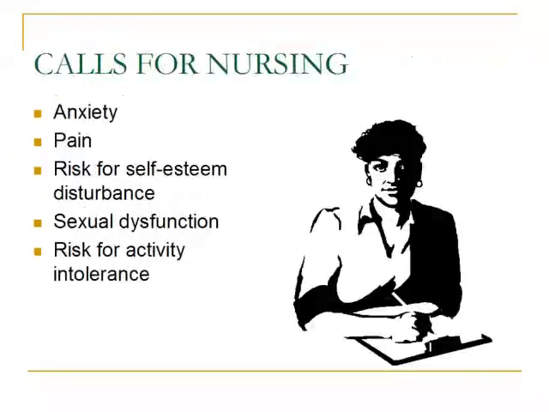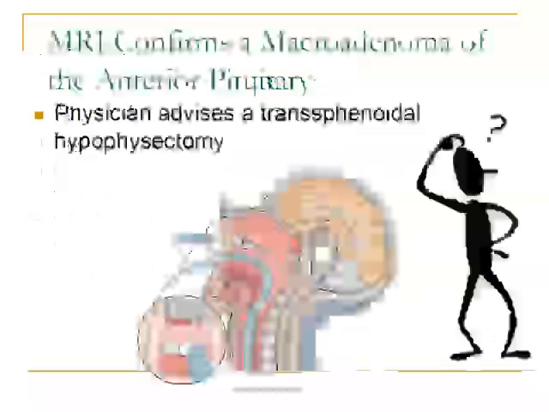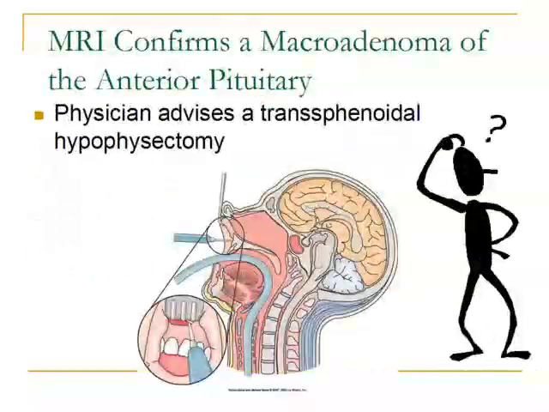Some good nursing diagnoses for these clients include anxiety, pain, risk for self-esteem disturbance, sexual dysfunction, and risk for activity intolerance related to what's going on with the hormone levels within their body. In our patient scenario, the patient had an MRI. It did come back and confirm that the patient did have a macroadenoma of the anterior pituitary gland. So the physician advised that the patient see a neurosurgeon to have a transsphenoidal hypophysectomy done.